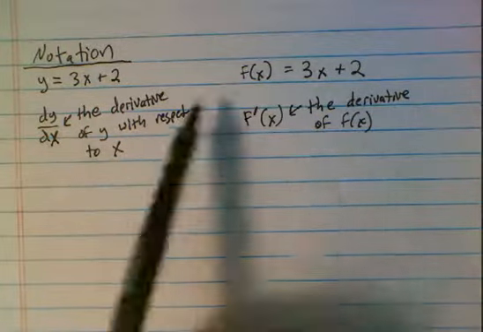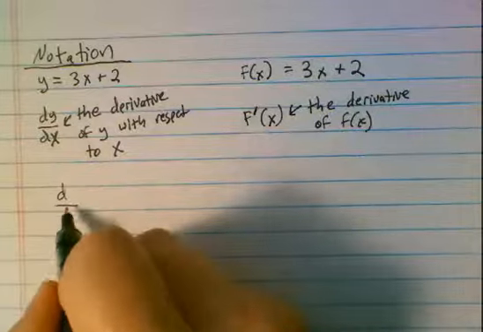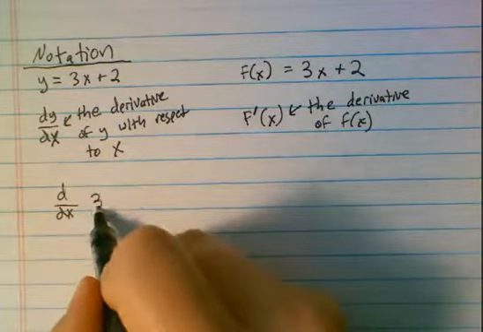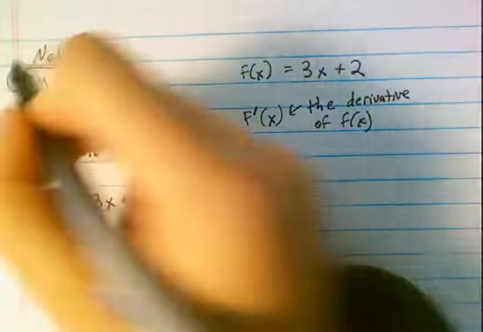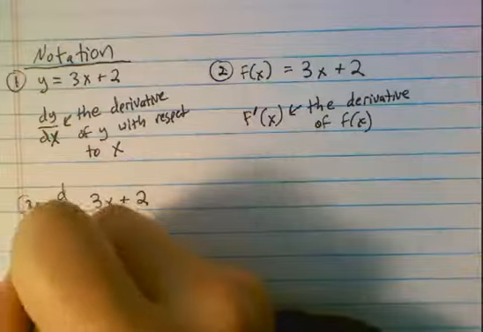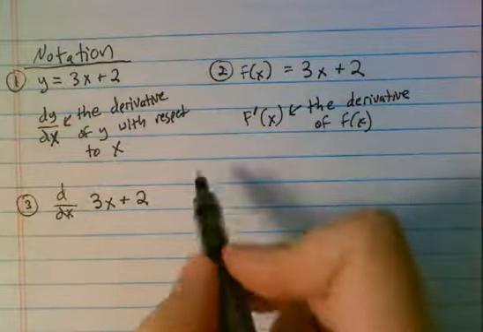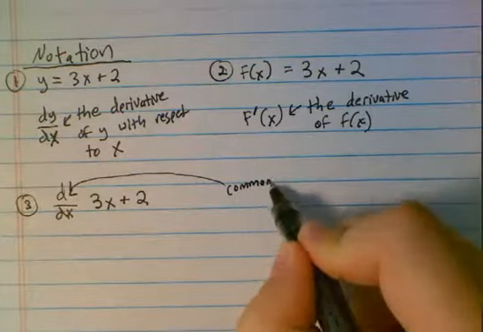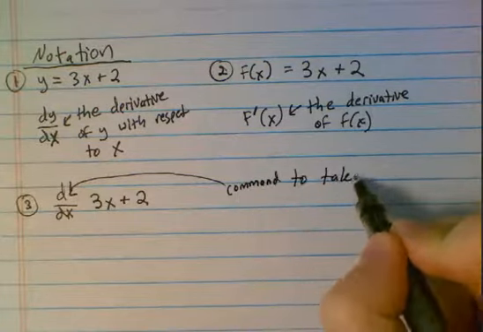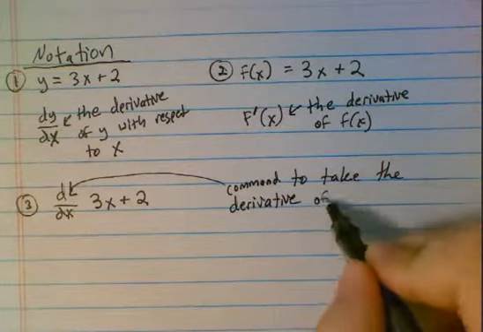I want to contrast these two notations, though, with the third one: d/dx of 3x plus 2. I'm going to number these so that we keep them a little clearer. This dy over dx is different from d over dx. Specifically, this is a command to take the derivative of what's to the right.